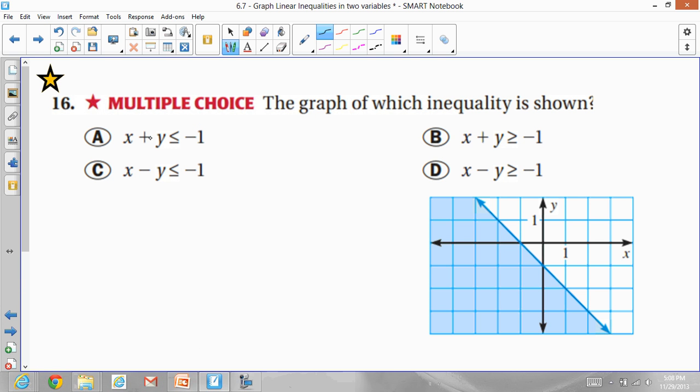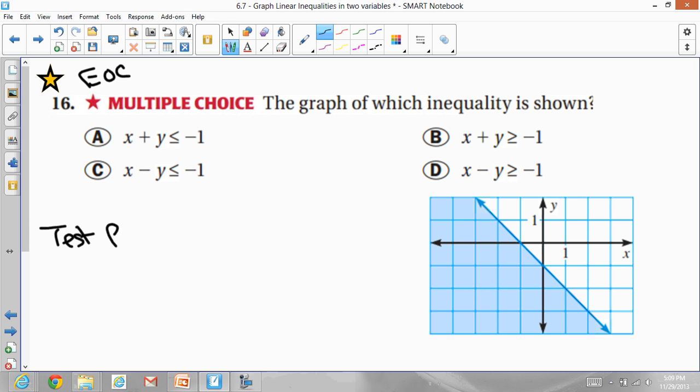Now let's focus on question number 16. This is how your EOC question will look. The graph of which inequality is shown? You are given 4 options to choose from and the graph is given. So using the graph, you have to know which of these 4 inequalities will work for this graph. The way that you're going to do this is you're going to take a test point.